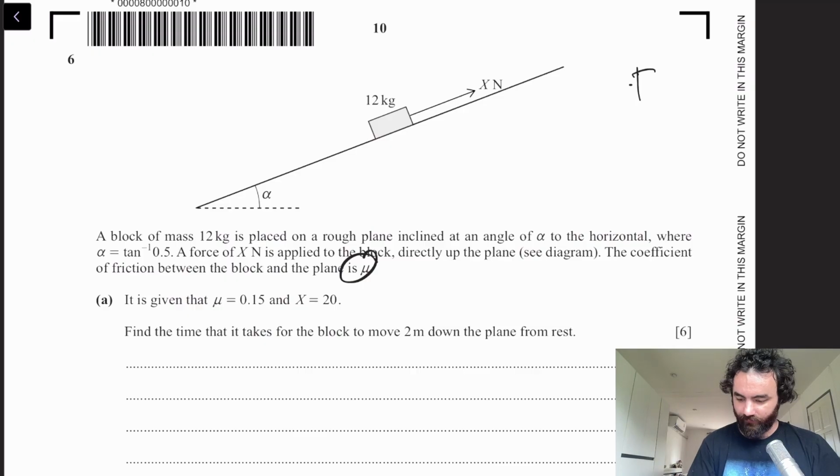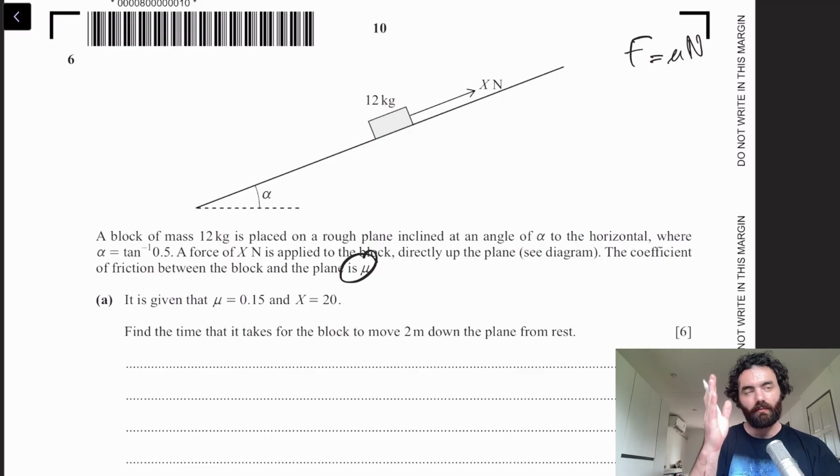Okay, I remember the friction is mu times the normal force which acts up due to the weight. I'm just noting that. Is given this and this, find the time it takes for the block to move down the plane from rest. I'm just going to start resolving things immediately.